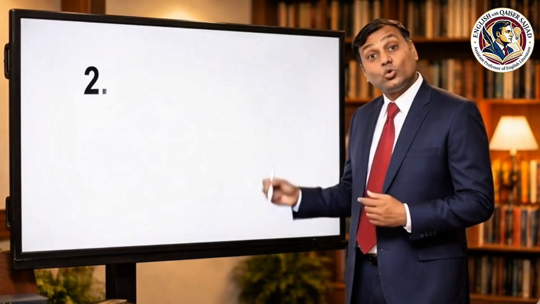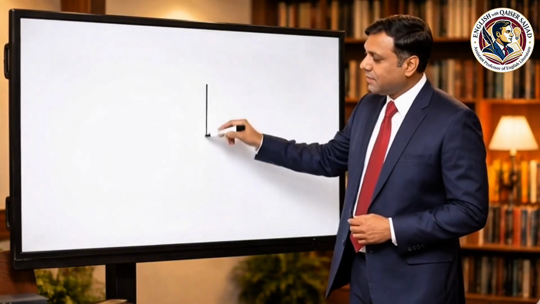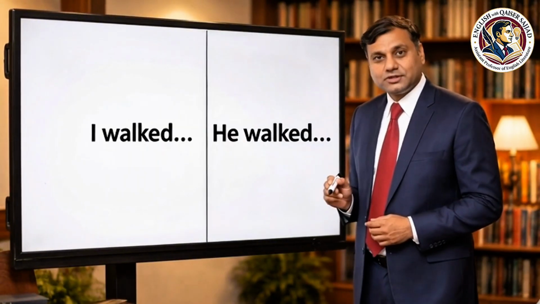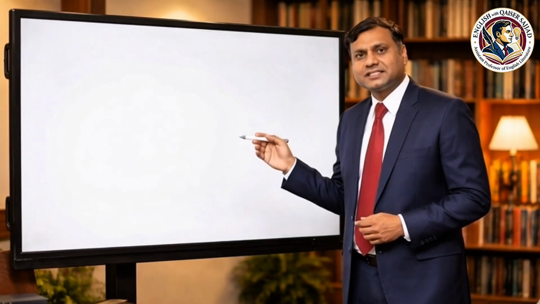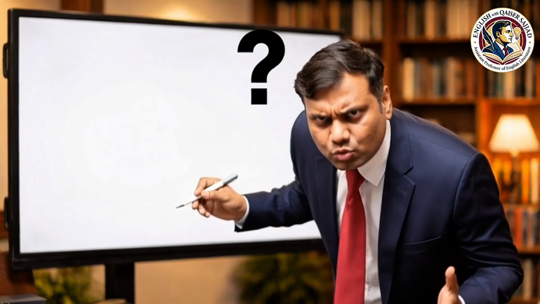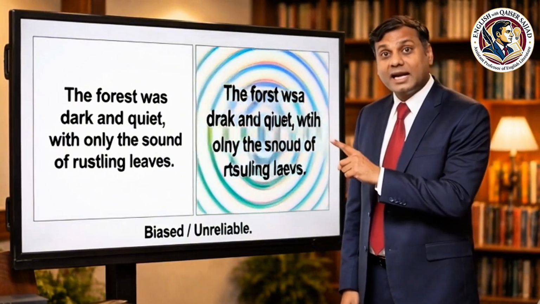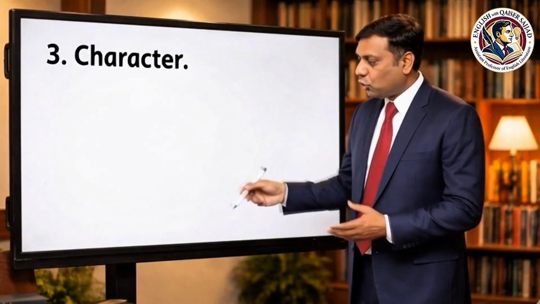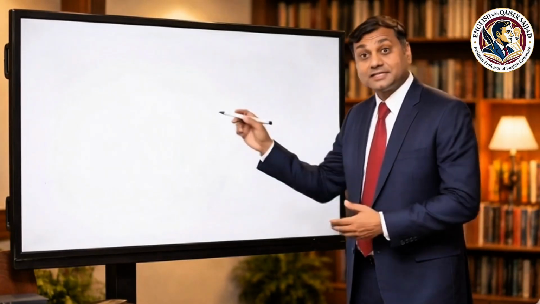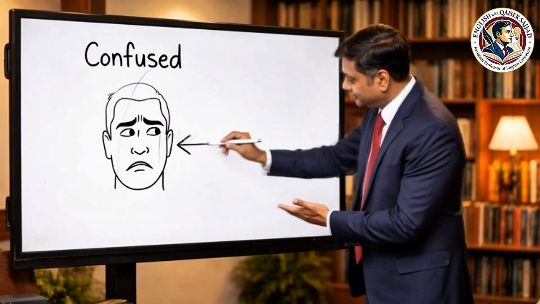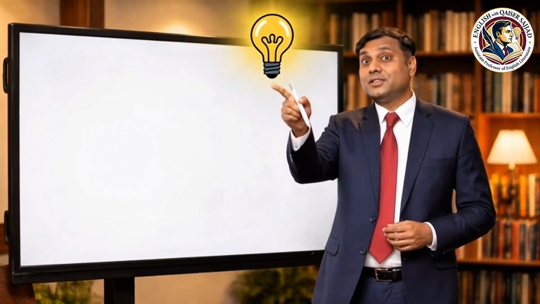Point of view means who is telling the story. If the narrator says I, it's first person. If it says he or she, it's third person. Now ask, can we trust the narrator? Sometimes the narrator is confused, biased, or unreliable. Focus on the main character, the protagonist. Ask, does the character change? Do they learn something? Do they realize a truth?